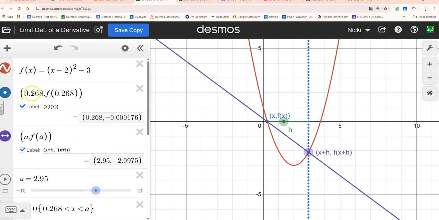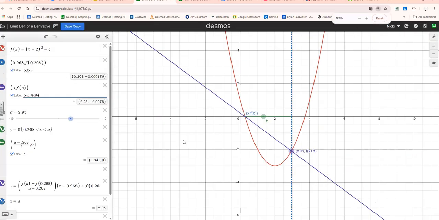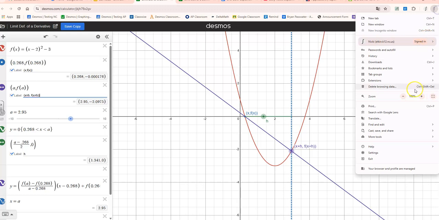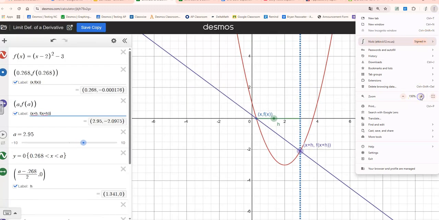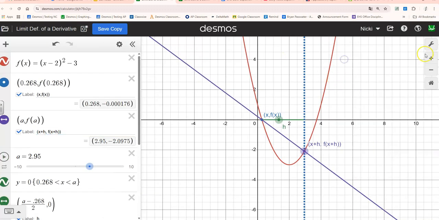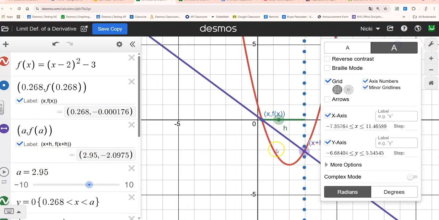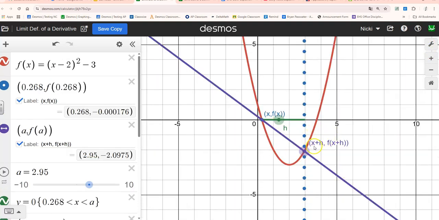The y coordinate would be f of, let me put another parenthesis there. Let's see it better. Okay. So this is x plus h and f of x plus h, right?